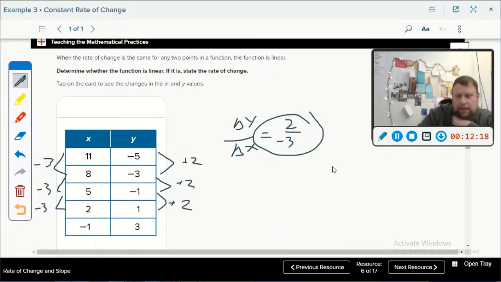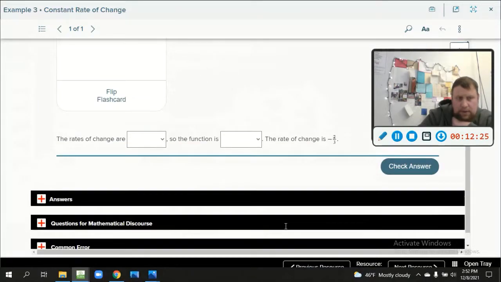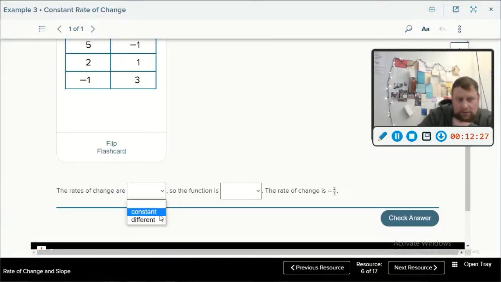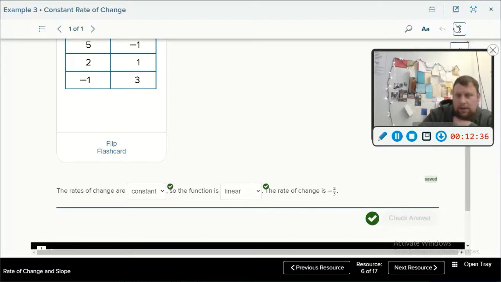Let's go ahead and scroll down here. Write this down, though. All right. So the rates are constant. So the function is linear. The rate of change is negative 2/3. Boom, right there. Check answer. Yay.